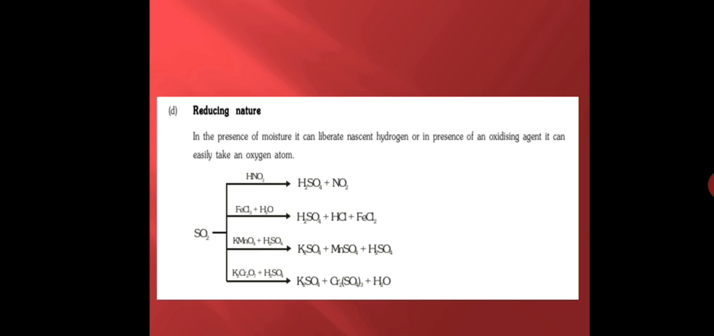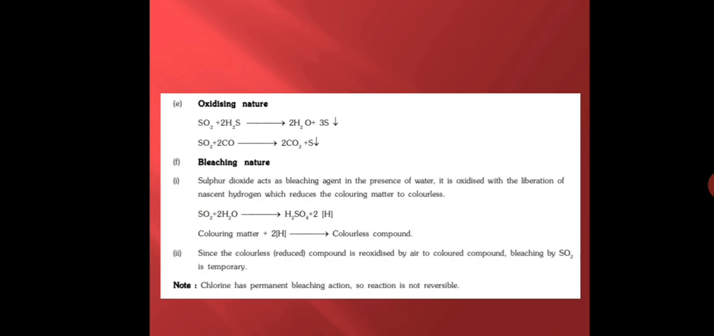Now the last reaction, we see that SO2 reacts with potassium dichromate in acidic medium. Potassium dichromate is an orange colored solution. When SO2 gas is passed, the orange colored potassium dichromate gets converted to green colored chromium sulfate. Again in this reaction we see that the chromium oxidation number in potassium dichromate is +6, and gets converted to +3 in chromium sulfate. So here the reducing nature of sulfur dioxide is exhibited. These four reactions explain the reducing nature of sulfur dioxide.